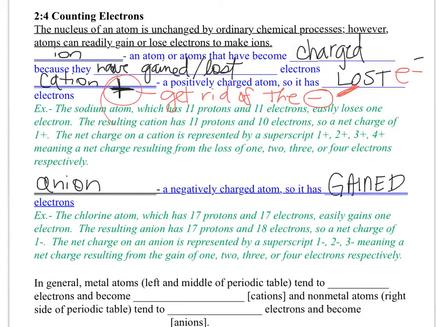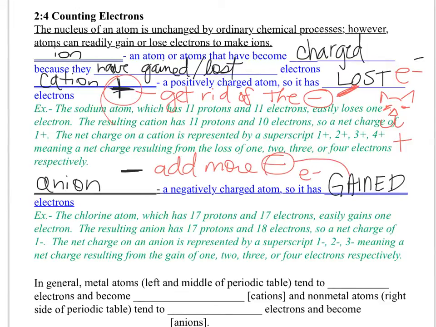Some people remember this because they like cats, and cats are a good thing for them, and they think, ooh, I like cats. Cats are positive. A cation is positive, but it has lost electrons. Then an anion is negative, and if you think about negative people, they bring on more negative, so to become negative you have to add more negative. Again, electrons are negative, so they have added or gained electrons to become negative.